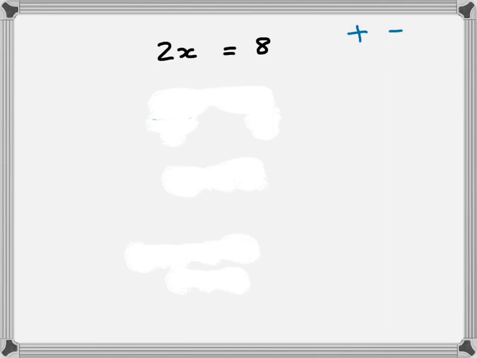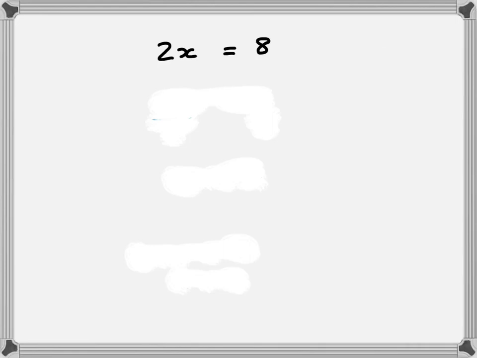So what we also have here now is a times. We have 2 times x. We know that that's a silent little dot between them, or a silent times sign. So the opposite of times is divide, the inverse. Okay, so we always do the inverse in algebra to isolate our variable.